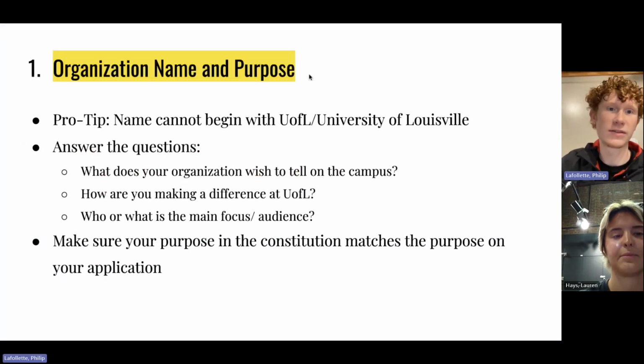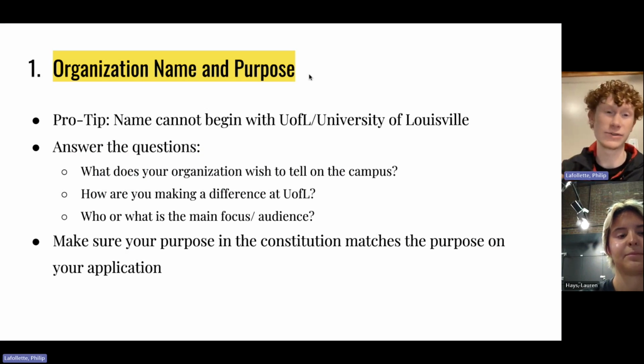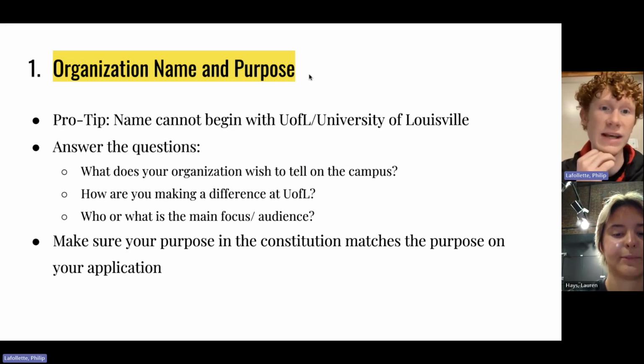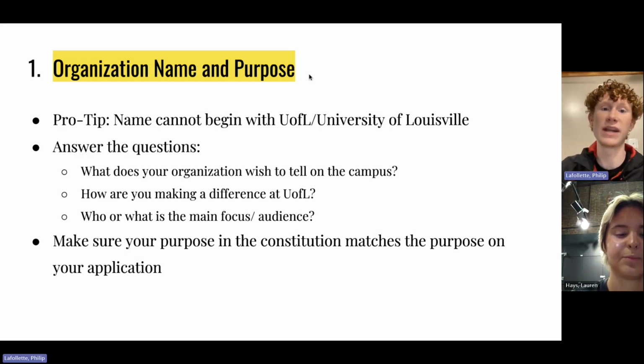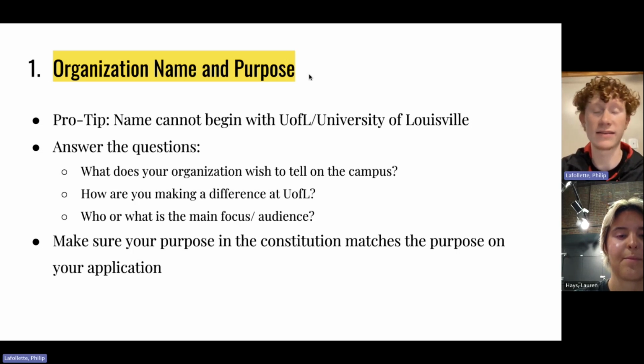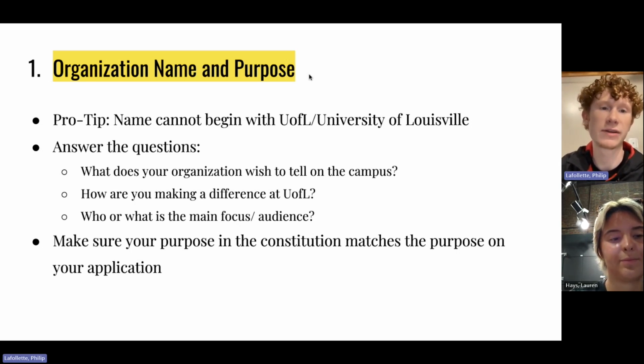So, first, let's walk through the Constitution and how we make it. First step is the organization name and purpose. And remember, name cannot begin with the University of Louisville. So keep that in mind. That is a common reason we reject constitutions, actually.